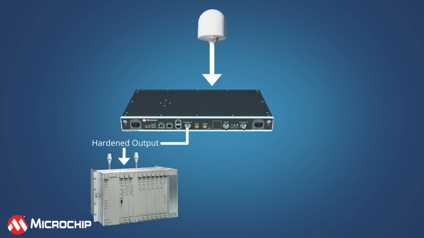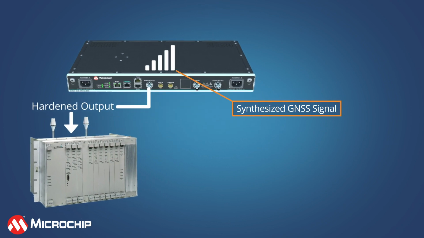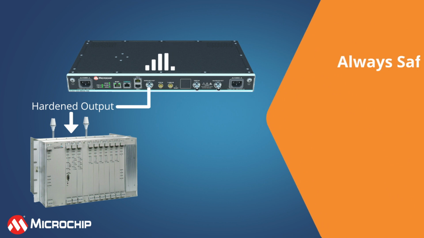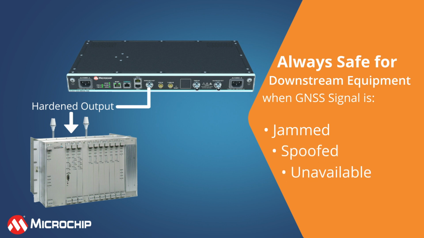The hardened output is always sending a basic GNSS signal to downstream equipment. This signal is a synthesized GNSS signal and is therefore always safe for downstream equipment in instances where GNSS signal is being jammed, spoofed, or in a completely GNSS-denied environment.